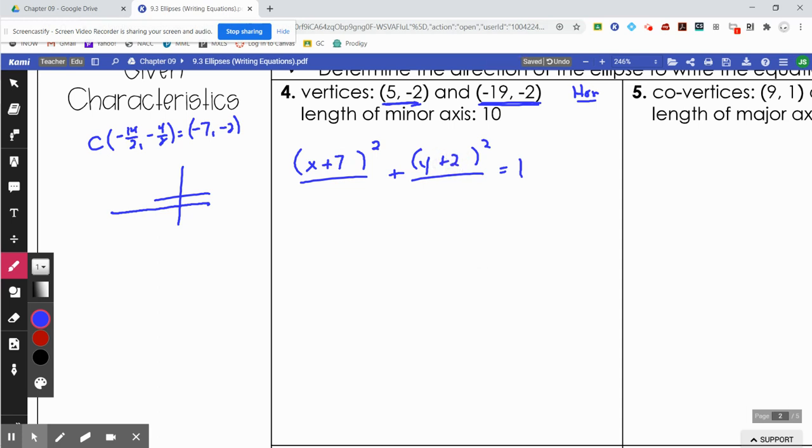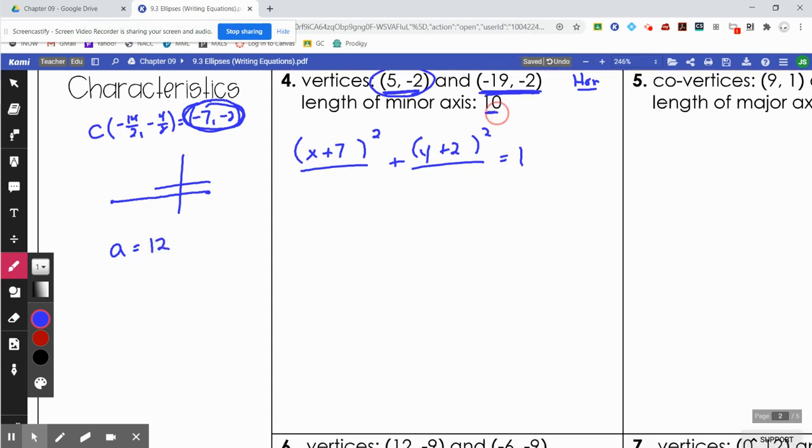Okay, the length of our major axis is the distance from here over to here. So we can use this distance to find that, or we can say, how far is it from the center to either one of these vertices? That's the A value. The distance from a center to a vertex is the value of A. So from here to here, or to the other one, that's a distance of 12. So my A value is 12.